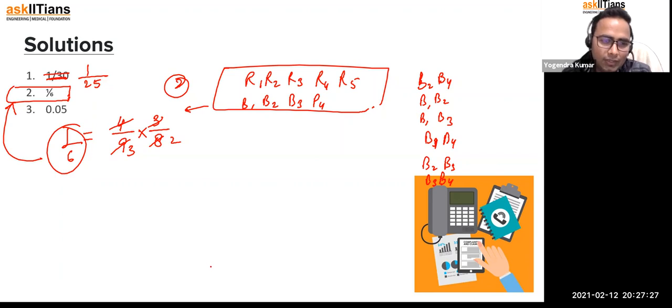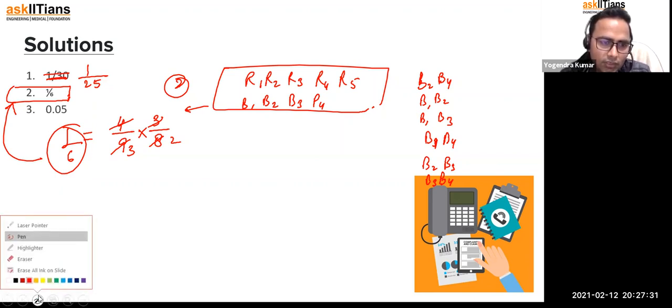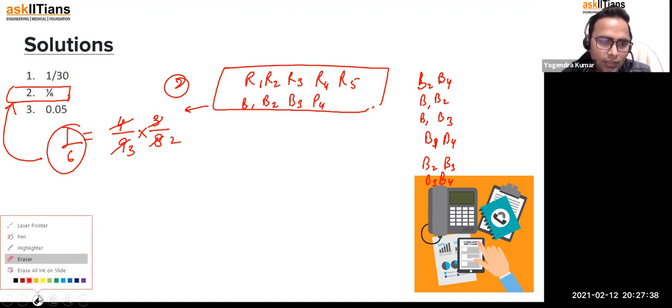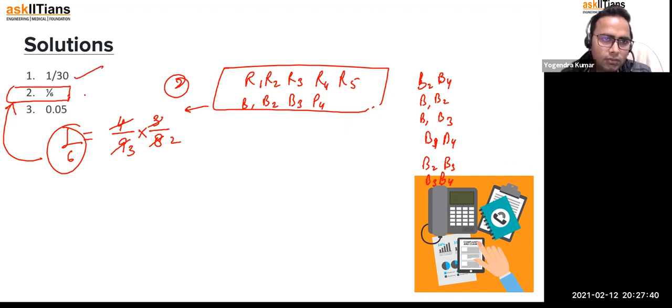The first two answers I can understand, they are doing it that way, so it is fine. This is 1 by 30 only, right? But the last answer is again not clear, so this is how we need to understand it. Let me take one more question here so that it is not confusing for you.